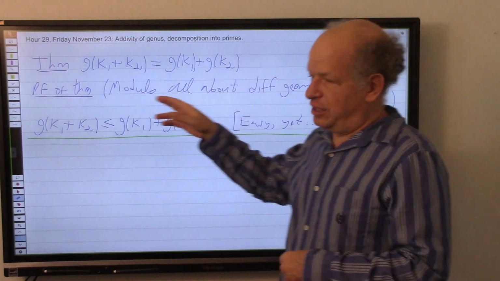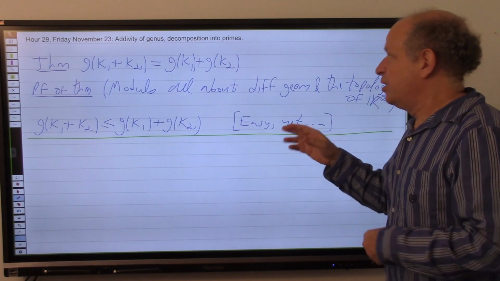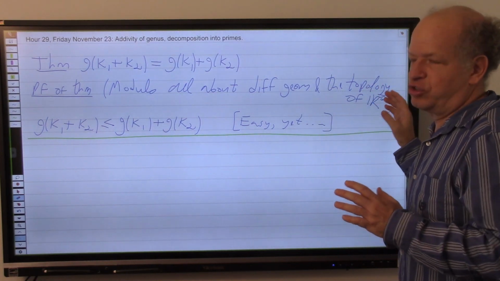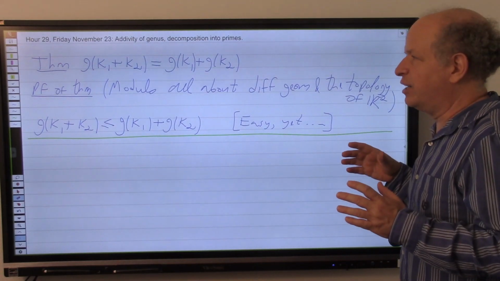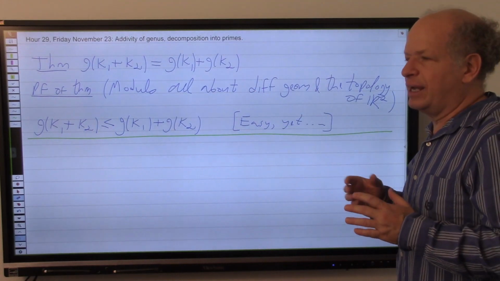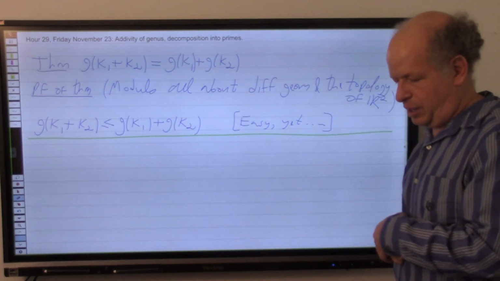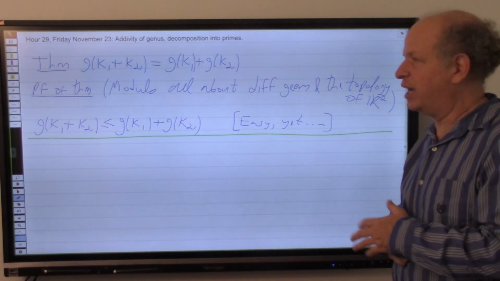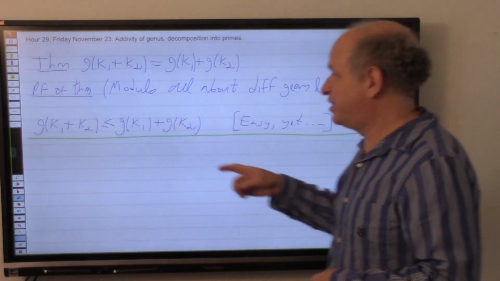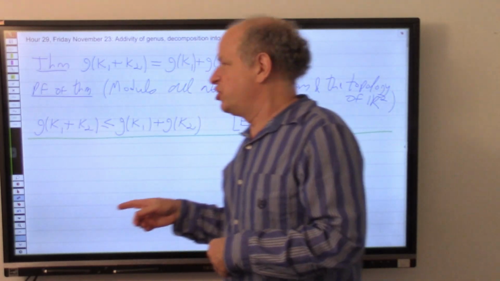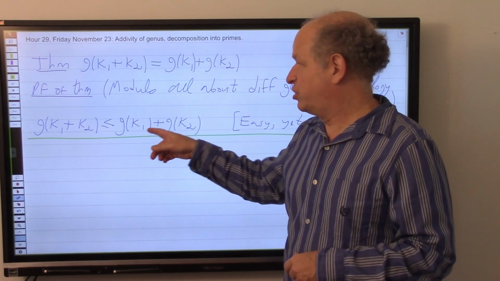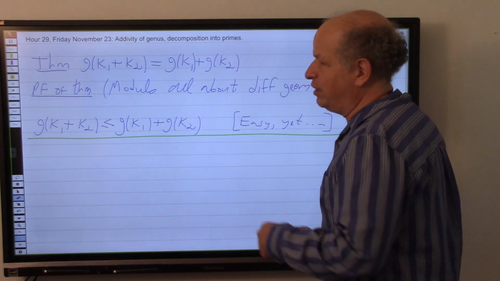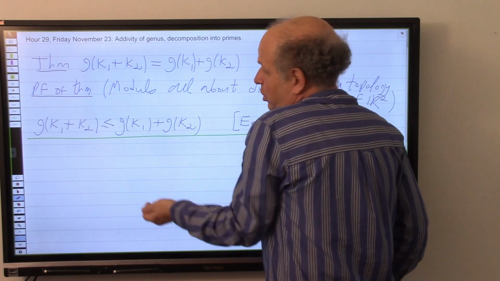So, here is the proof, and the proof is modulo everything about differential geometry and modulo the topology of R2. So modulo the Jordan curve theorem, and modulo knowing everything about general position and transverse intersections and the like. So we started with the easy direction, which was the inequality written here, and there is an obvious way to prove it.